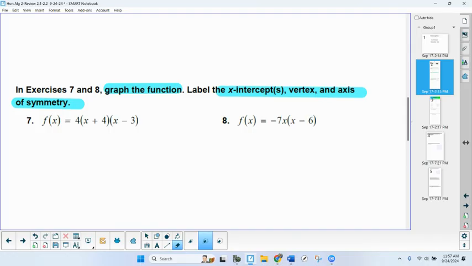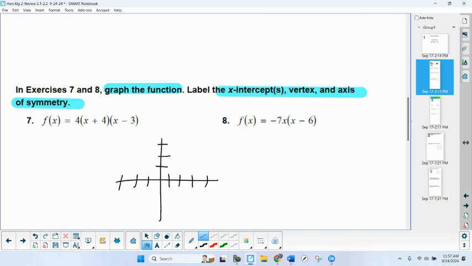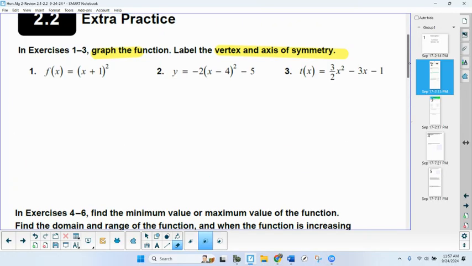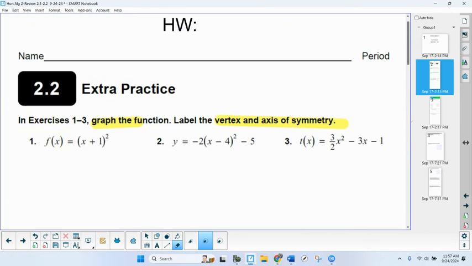If you don't use graph paper, and that's your choice, you must go like this every time you graph and label those. So if you're not using graph paper, I have to see that. Just drawing a U on an XY coordinate plane is not going to cut it. All right, so I'm done lecturing.